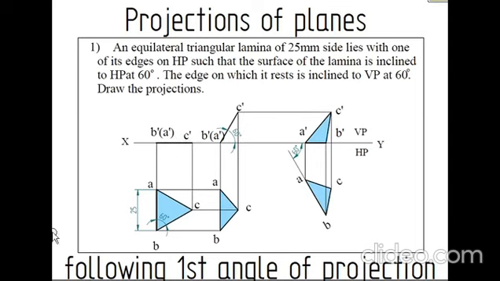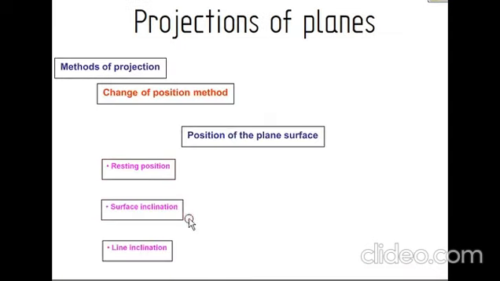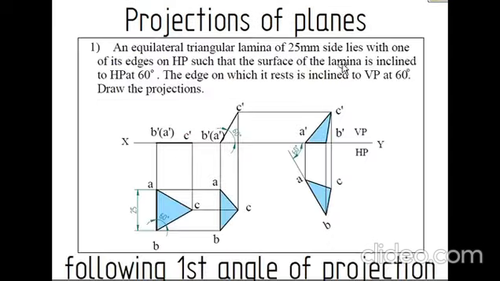Next, considering the same condition, that is the surface inclination condition, you can see here the surface of the lamina is inclined to HP at 60 degrees. So the lamina will be tilted at an angle of 60 degrees with respect to the HP plane. When it is tilted with respect to the HP plane, that will be seen in the VP plane. That is why the line which is represented here will be shown at an angle of 60 degrees, and the naming will be the same: B dash and A dash in brackets.